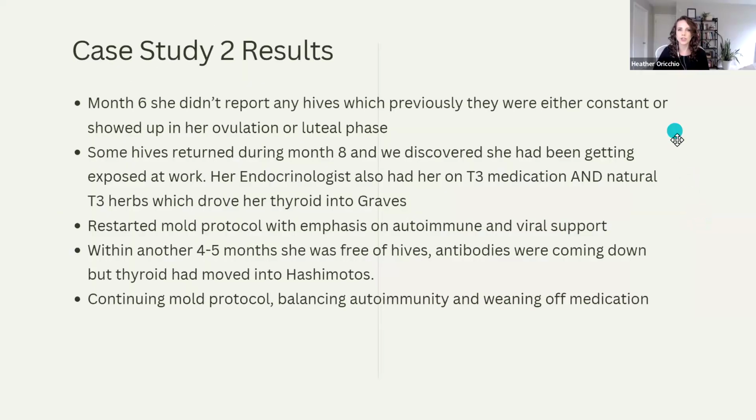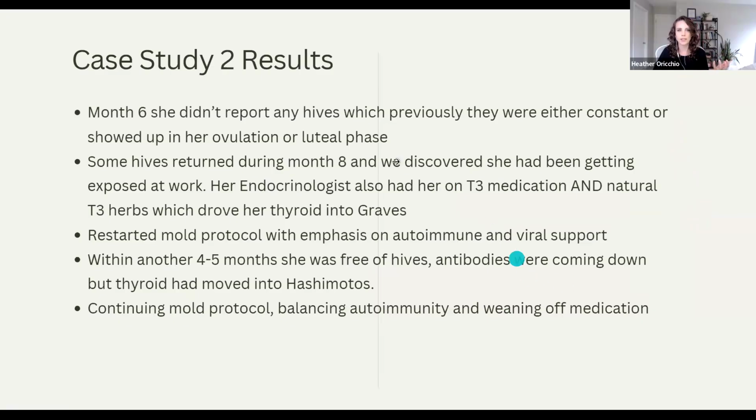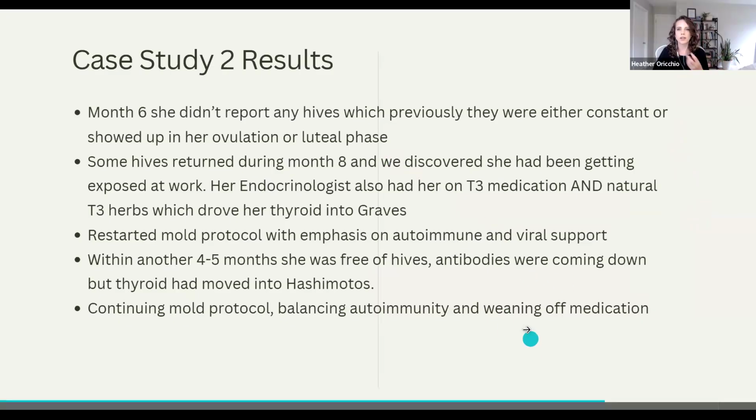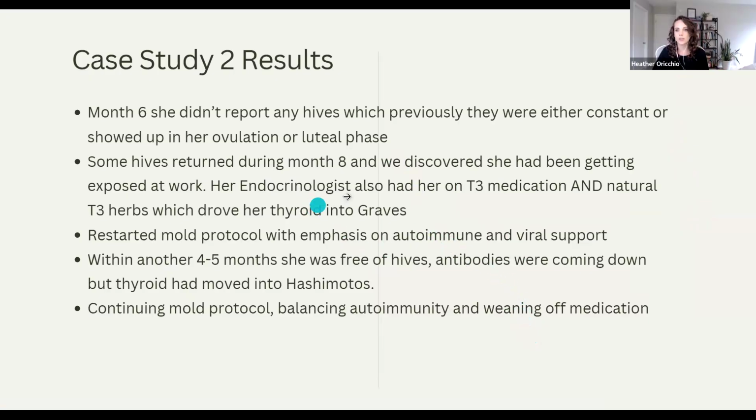So by month 6, she didn't report any hives, and they were previously constant, or they would flare up at ovulation or her luteal phase. She did have some hives return around month 8, and this is when we realized she was getting exposed at work. This was also the same time that her endocrinologist had her on the medication and the supplement that drove her to Graves. So we restarted her on the mold protocol while adding in the autoimmune and the viral support. And then with another 4 to 5 months, she was hive free.